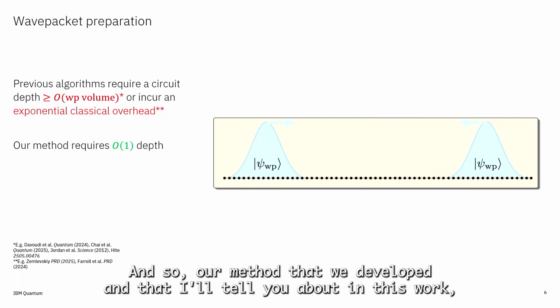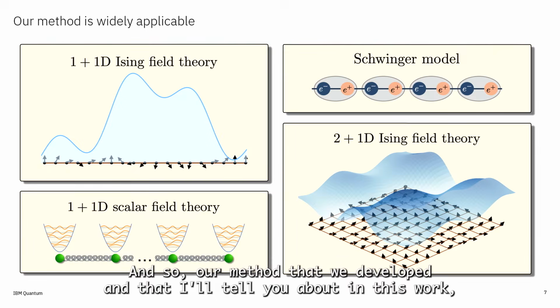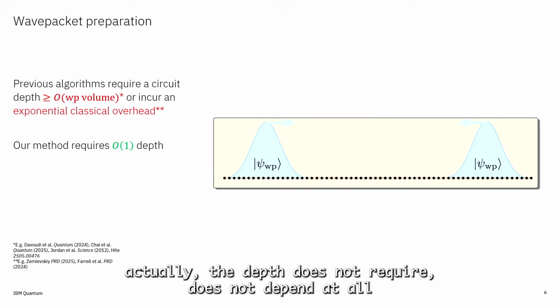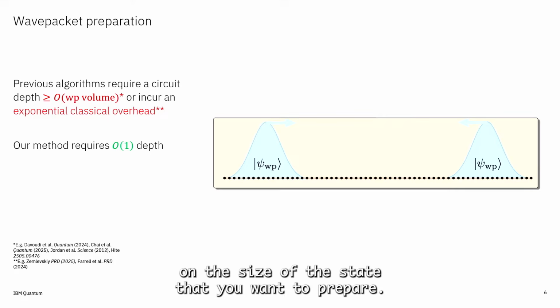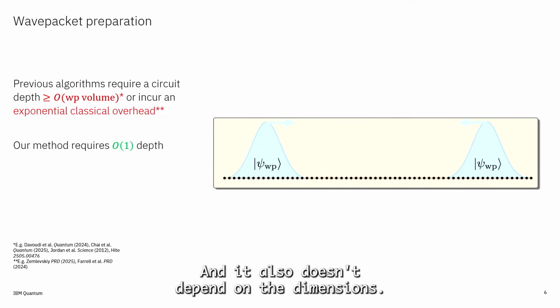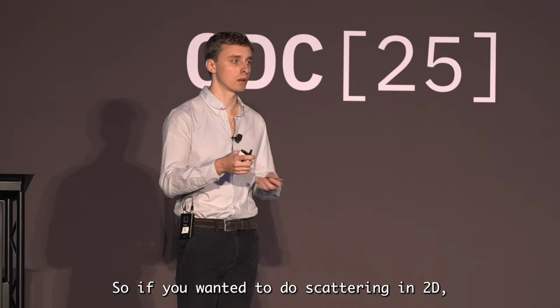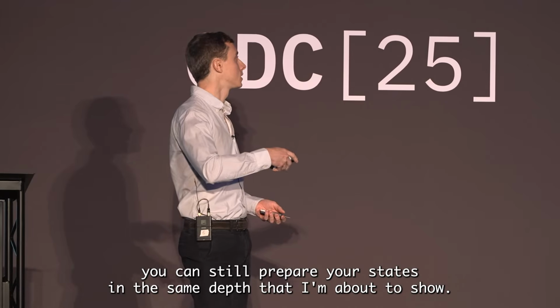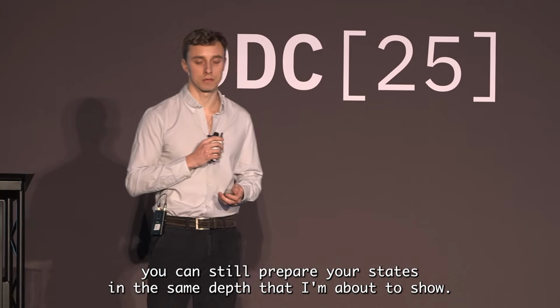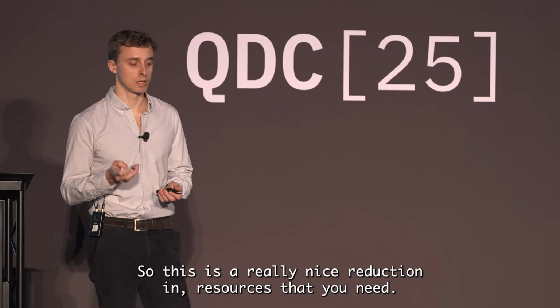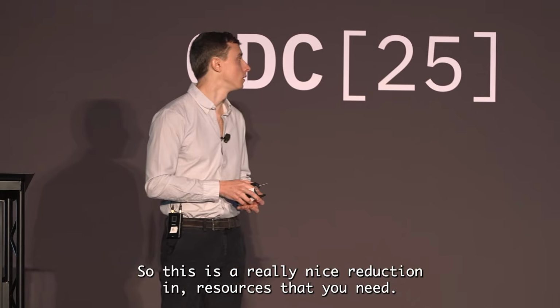And so for our method that we developed and that I'll tell you about in this work, the depth does not depend at all on the size of the state that you want to prepare. And it also doesn't depend on the dimension, so if you wanted to do scattering in 2D, you can still prepare your states in the same depth that I'm about to show. So this is a really nice reduction in resources that you need.